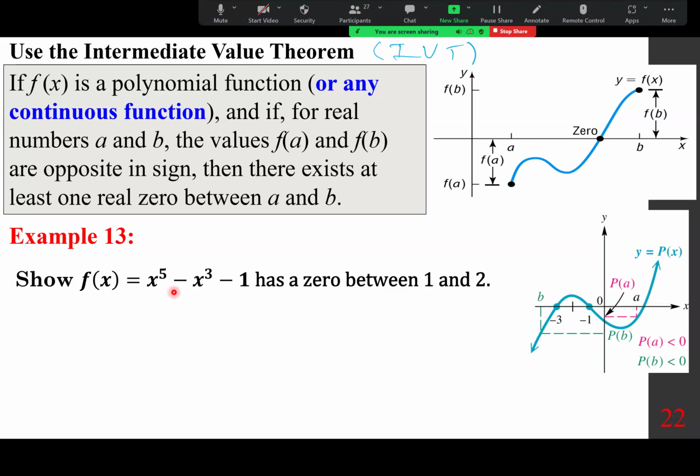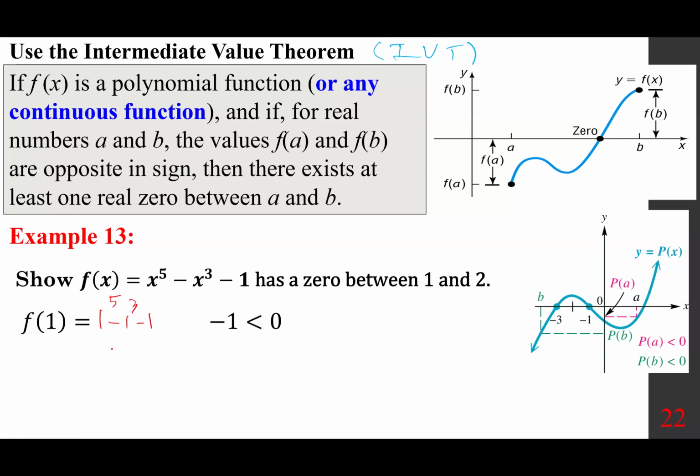Show f of x equals x to the power of 5 minus x cubed minus 1 has a 0 between 1 and 2. Well, if we plug in 1, we get 1 to the power of 5 minus 1 cubed minus 1. I hope you understand that 1 to the power of 5 and 1 cubed both are 1. So it becomes negative 1, and negative 1 is negative, less than 0.